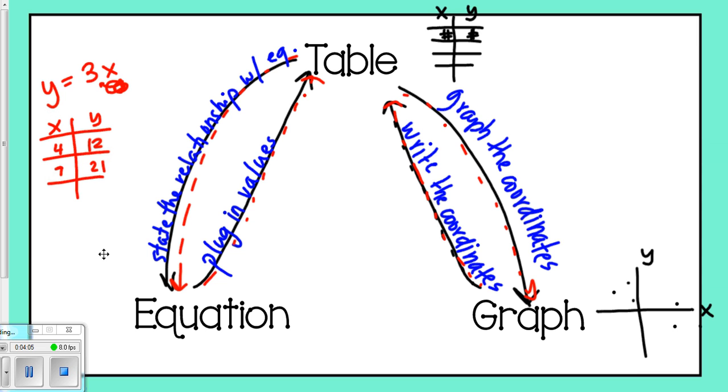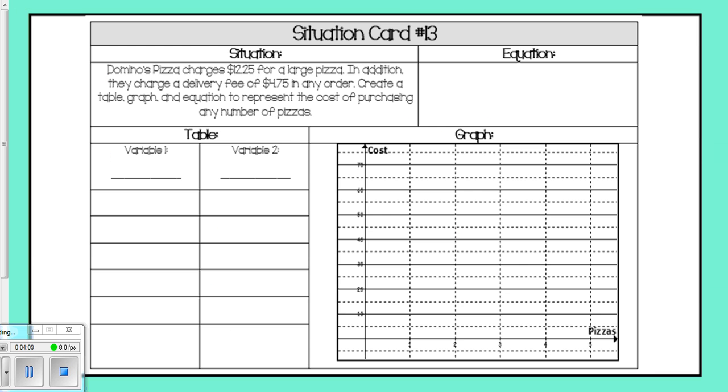So let me give you a quick example of doing this in a situation. So we have this card here. Domino's Pizza charges $12.25 for a large pizza. In addition, they charge a delivery fee of $4.75 on any order. Create a table, graph, and equation to represent the cost of purchasing any number of pizzas. Well, we haven't been given a table, graph, or equation. We've been given a story.